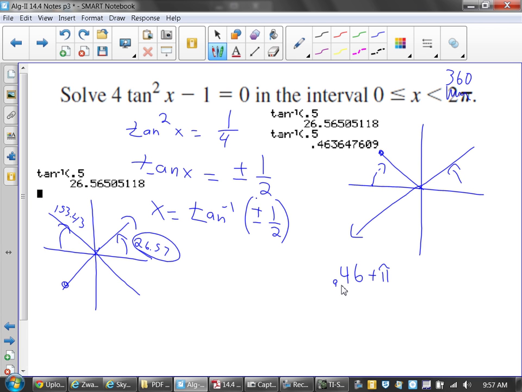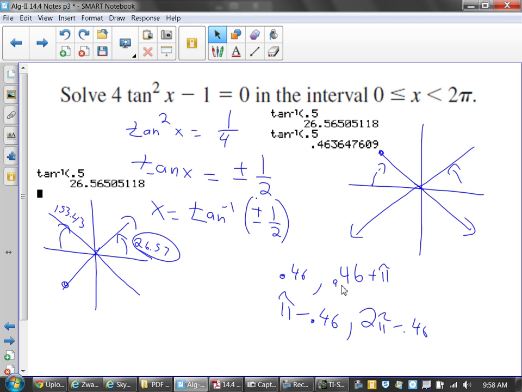Okay. We're looking for angles on the interval of 2 pi. So our one angle is 0.46, and then 0.46 plus pi. The other angle would be pi minus 0.46. And what would be the angle down here? How would I find that one? 2 pi. Excellent. Everybody hear that? It would be 2 pi minus the 0.46. And that's how I get my different angles.